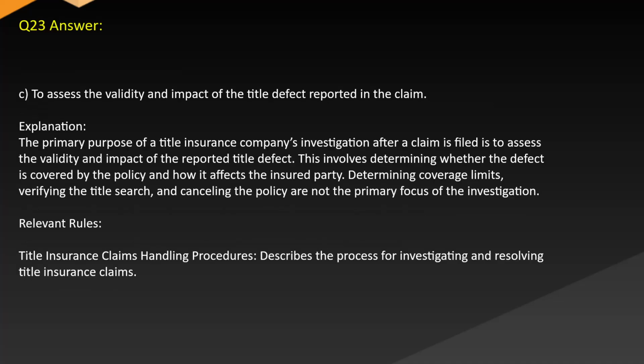Answer: C. To assess the validity and impact of the title defect reported in the claim. Explanation: The primary purpose of a title insurance company's investigation after a claim is filed is to assess the validity and impact of the reported title defect. This involves determining whether the defect is covered by the policy and how it affects the insured party. Determining coverage limits, verifying the title search, and cancelling the policy are not the primary focus of the investigation. Relevant rules: Title insurance claims handling procedures describe the process for investigating and resolving title insurance claims.